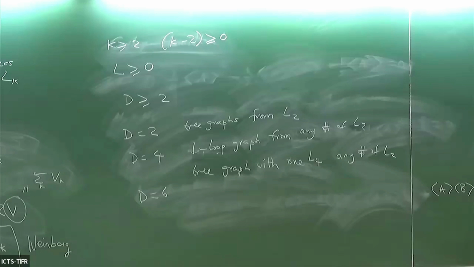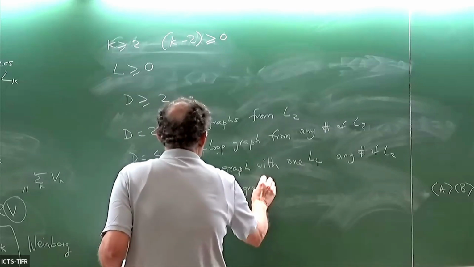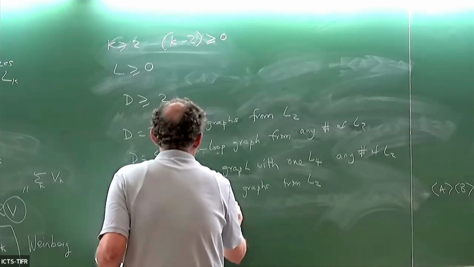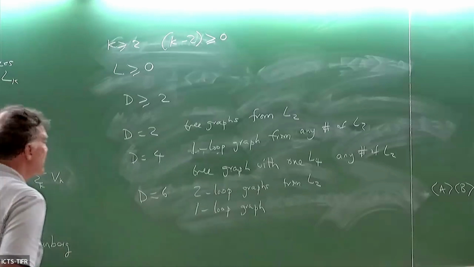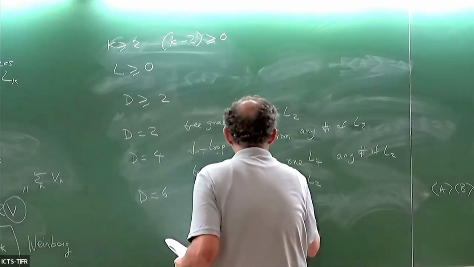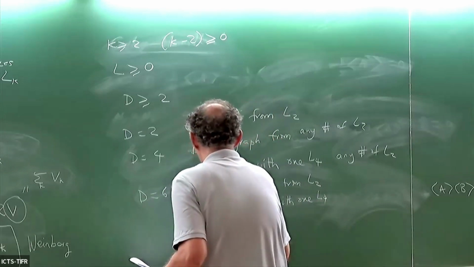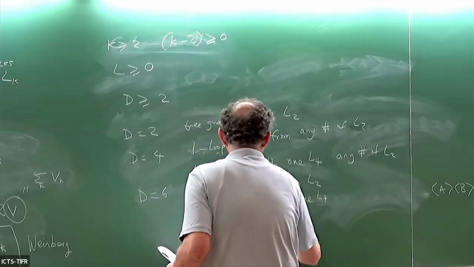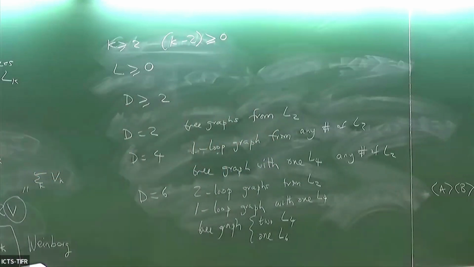Okay, now you want d equals 6. Well, you can have 2 loop graphs from L2, or you can have a 1 loop graph with one L4, or you can have a tree graph, and the tree graph can have 2 L4s or 1 L6. Hopefully I did this right. Okay, and you can keep going, but you can see the structure.